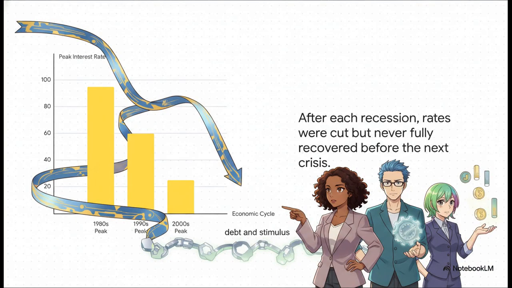This chart shows the pattern perfectly. Look, after the super high rates back in the early 80s, every single time the economy hit a recession, what did central banks do? They cut rates to stimulate things. But here's the kicker. After the recovery, the rates never quite made it back up to where they were before the next crisis hit. It's like a staircase that only goes down, a one-way street, always trending lower.